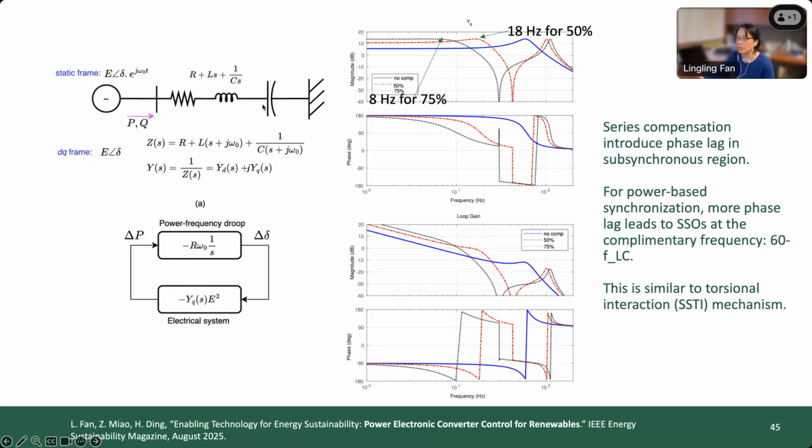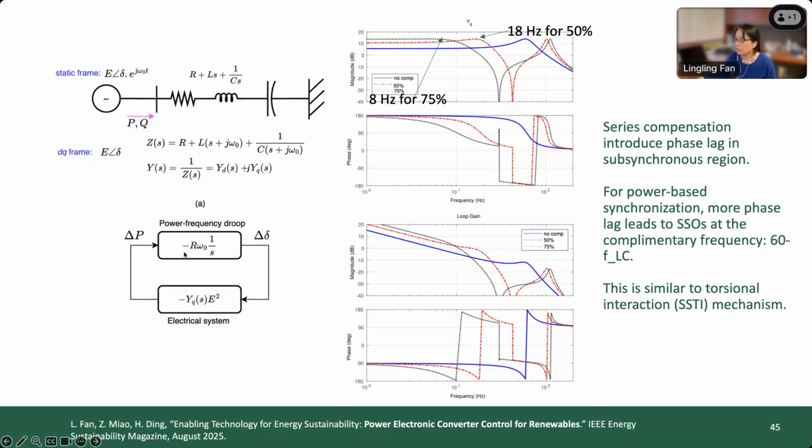Right? Because you have an RLC circuit, the imaginary part of your DQ frame admittance is very different from the non-compensated one. For example, let's look at the blue line, the non-compensated one. You have a peak at about here. But after you put in compensation, you can see the peak is moved to the subsynchronous range, and the higher it goes, the more you move down. In addition, it introduces a phase lag, and we don't like a phase lag.